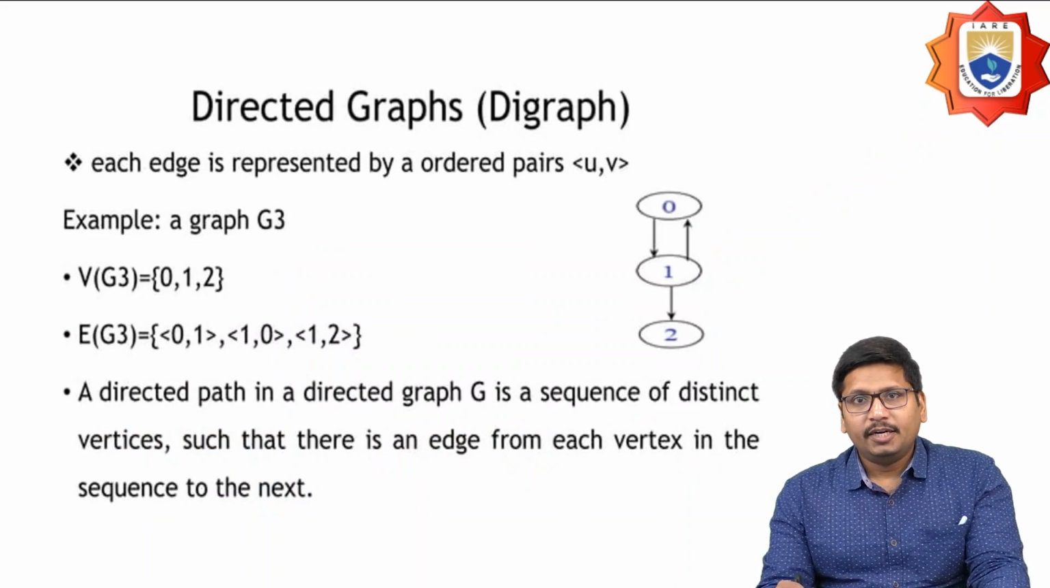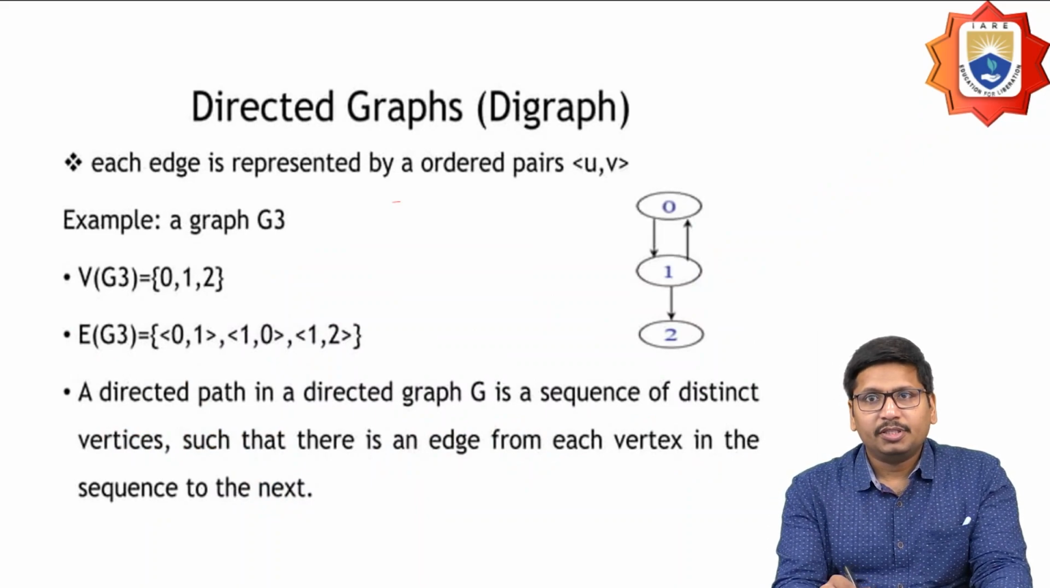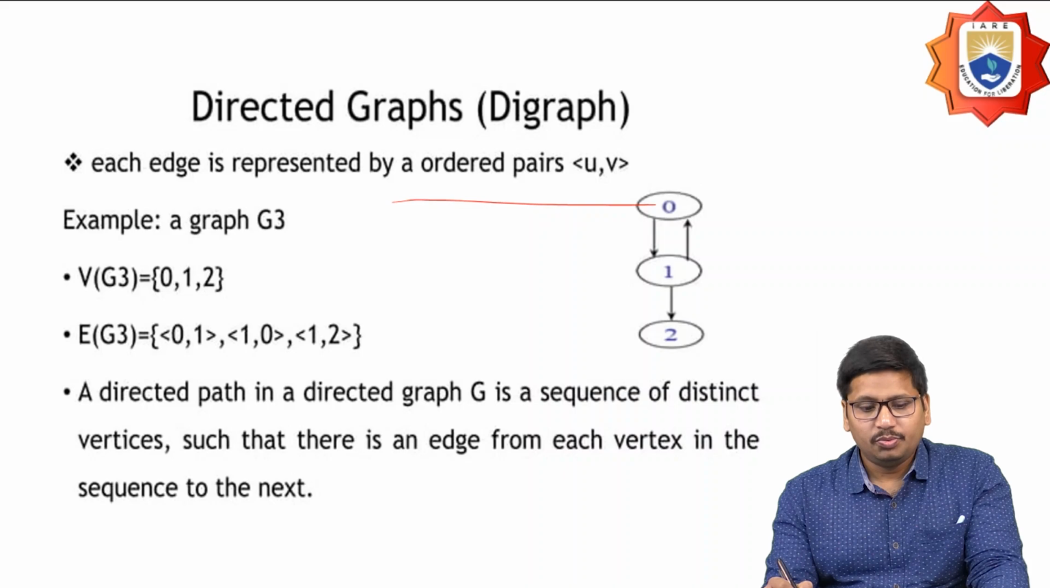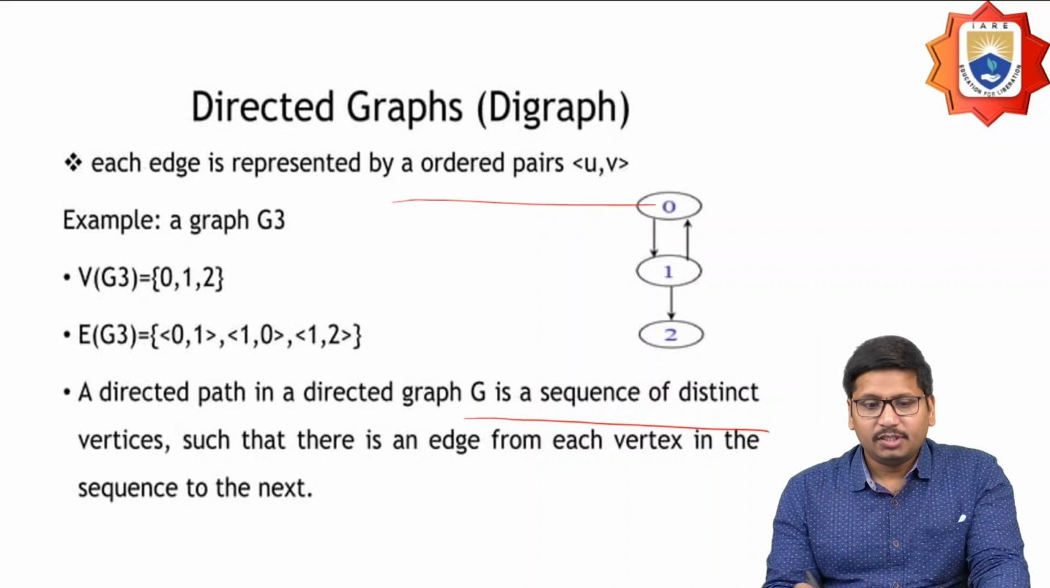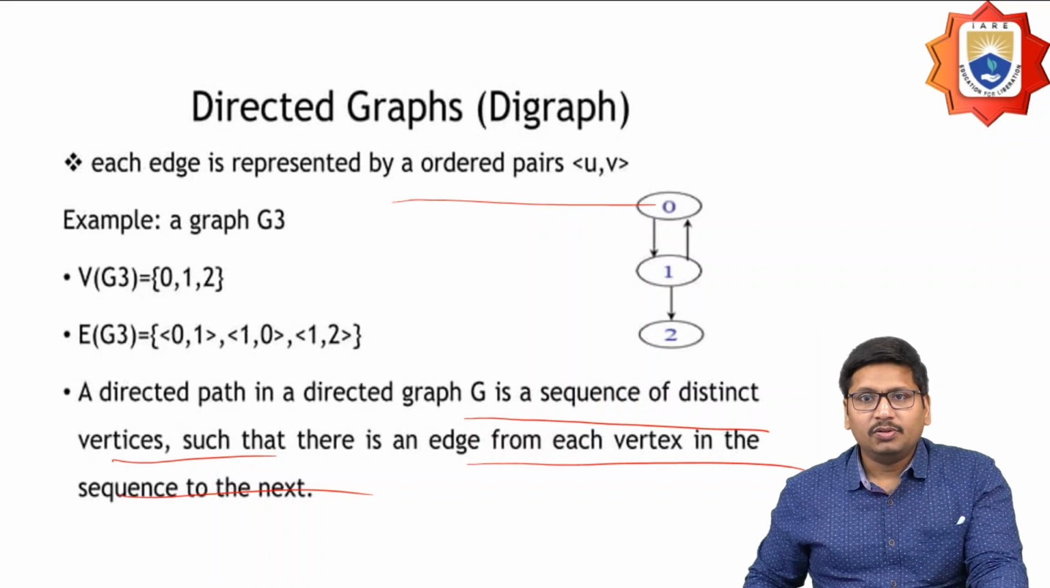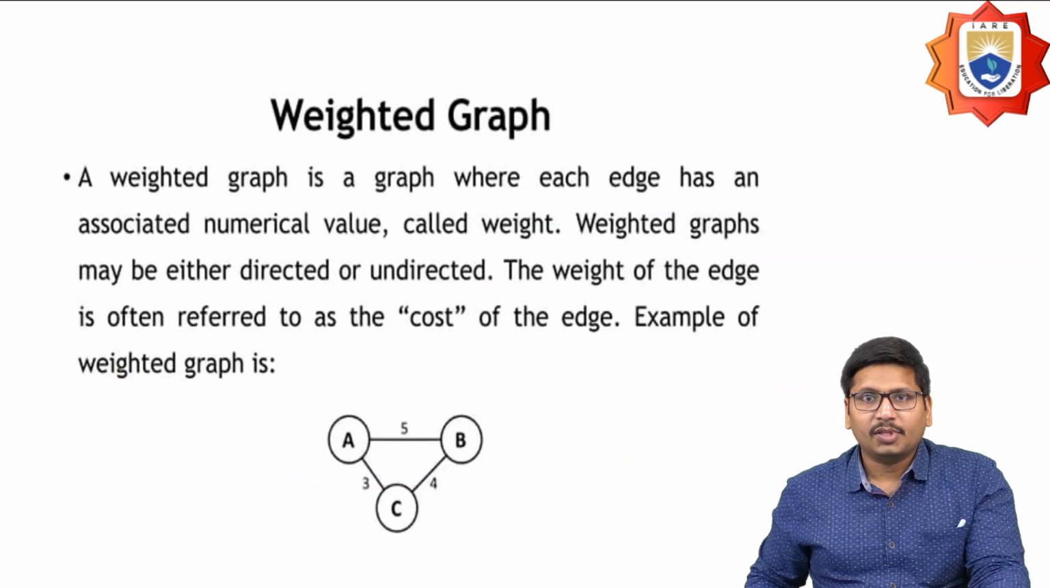When it comes to directed graphs, or digraphs, each edge is represented by an ordered pair (U,V). So let us consider the graph. The V of G is 0, 1 and 2, and the edges are (0,1), (1,0) and (1,2). So a directed path in the directed graph is a sequence of distinct vertices such that there is an edge from each vertex in the sequence to the next.